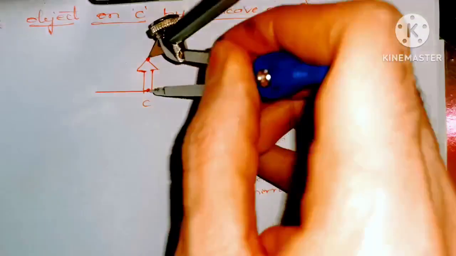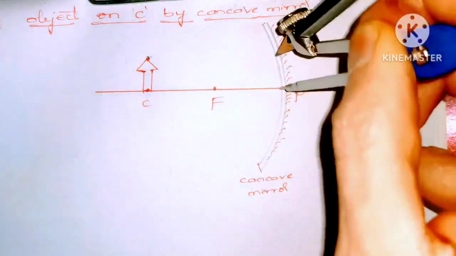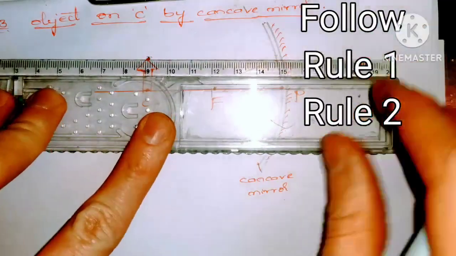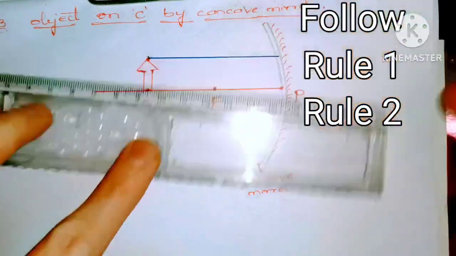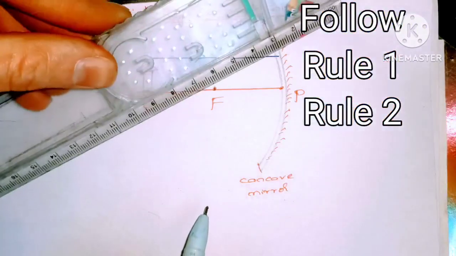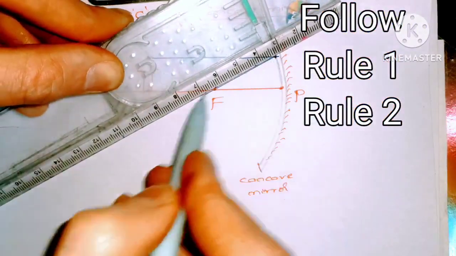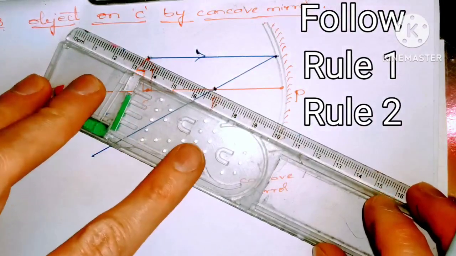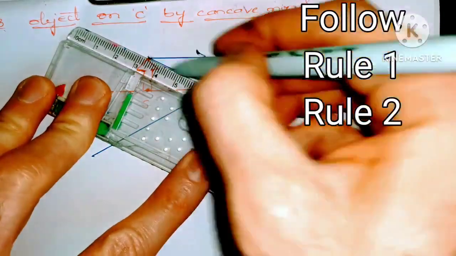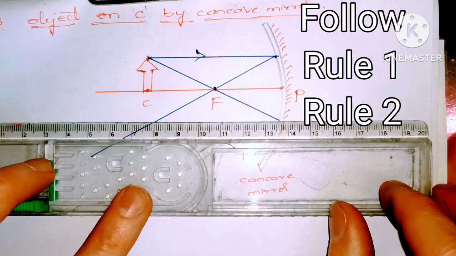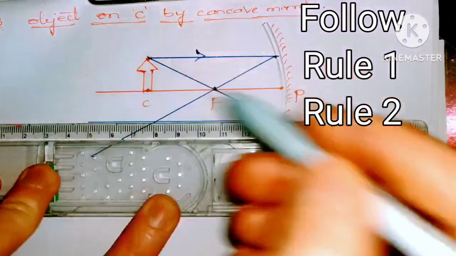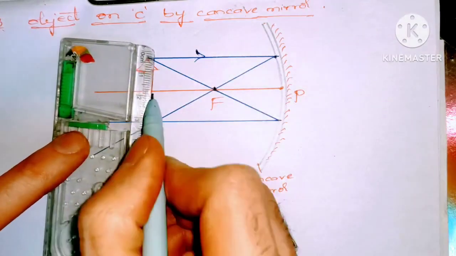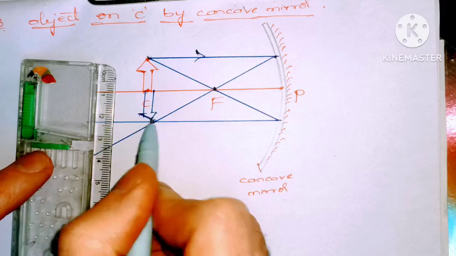Now let's move on to the third construction. The object is on C. So just keep rewinding and observe the ray diagram. Now the first rule we are following here, parallel, and now reflect on F. And now the next one, we are not passing on C. You have to observe carefully. We are passing on the principal focus. Now the second rule we have followed here. In this construction we have followed 2 rules.